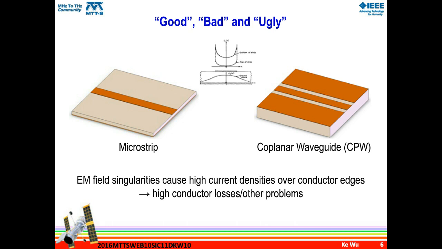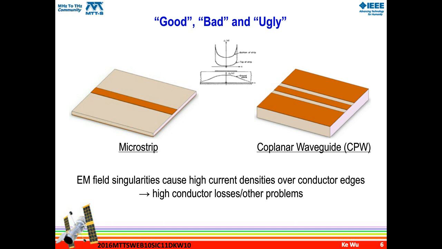The problem behind this is that if you look into the structures, there are really the good, bad, and ugly aspects. If you slice the cross section of the microstrip line, you can see very strong current density along the two open edges of the central conductor. This is a big problem because it is a so-called field singularity, or current singularity. This current singularity creates a lot of problems when you design circuits, because you have discontinuities and bends.